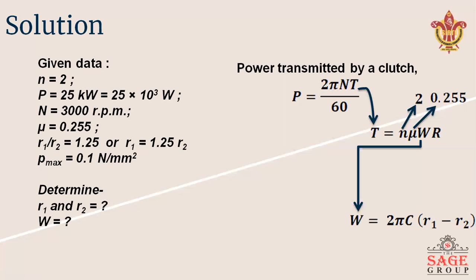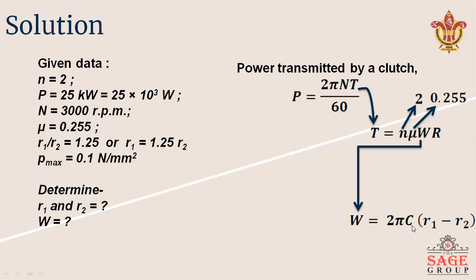We have derived the single plate clutch. So we know that the axial load W equals 2 pi C (r1 minus r2). We have to substitute the value of r1, which equals 1.25 of R2, in this equation. So this is 1.25 of R2 minus R2, which equals 0.25 of R2. But we don't know the value of C, which is a constant.